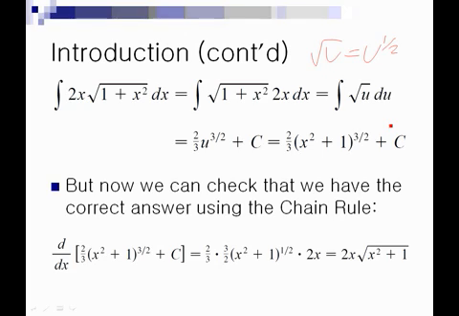Well, you can go and double check that using the chain rule. Using the chain rule, 3/2 will come out, multiply out by the 2/3, and taking the derivative of x squared plus 1 will come out and give you 2x. And what do you know? You get back the same thing as before. So it checks out.